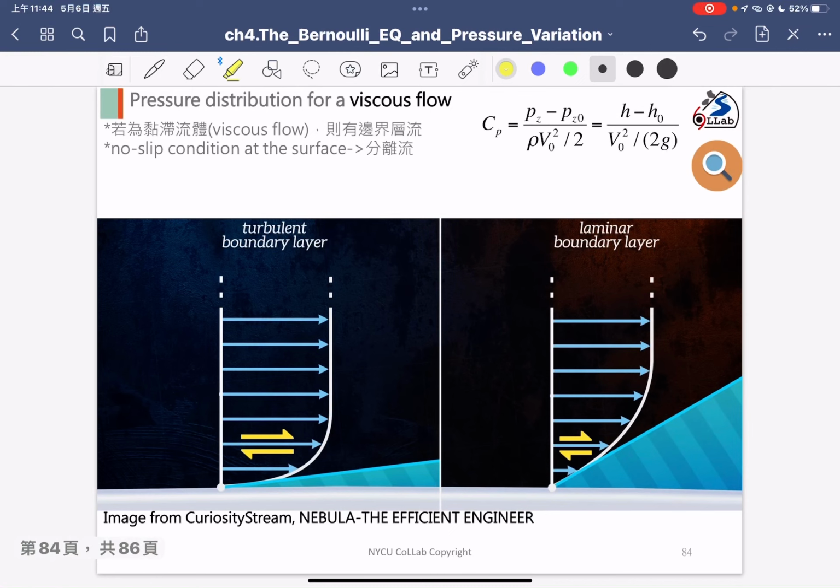Okay, so this slide, just as I mentioned, because we increase the gradients of the velocity, there will be turbulent flow.